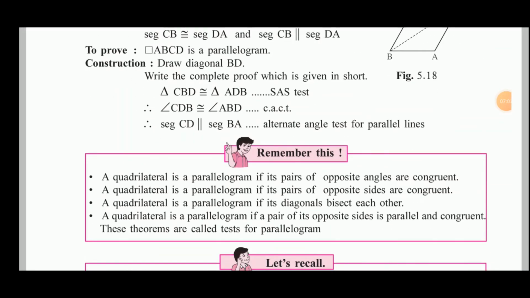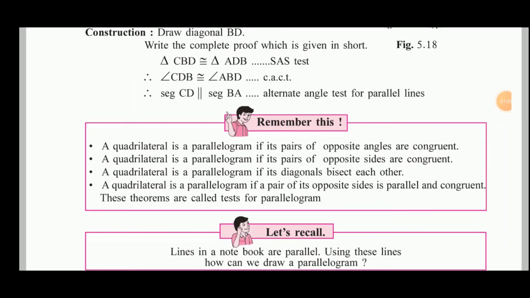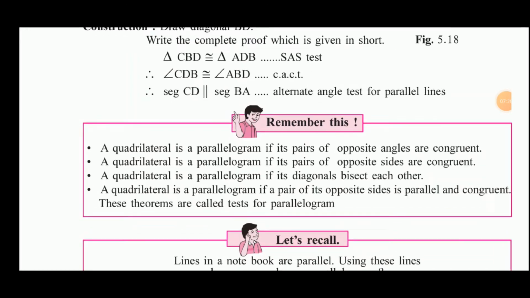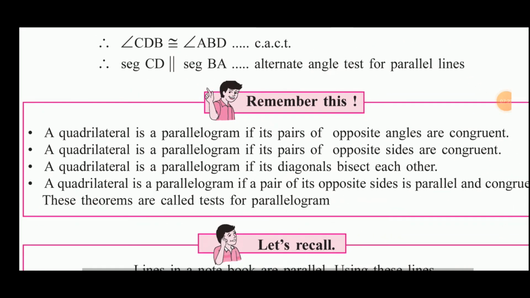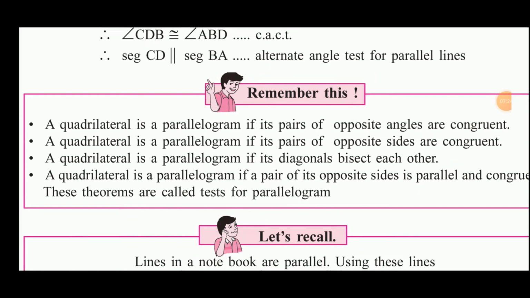So, these four tests, or four theorems, are there, which you have to use whenever you have to prove that the given quadrilateral is a parallelogram. So, let us take a look at these four again. A quadrilateral is a parallelogram if its pairs of opposite angles are congruent. Then a quadrilateral is a parallelogram if its pairs of opposite sides are congruent.